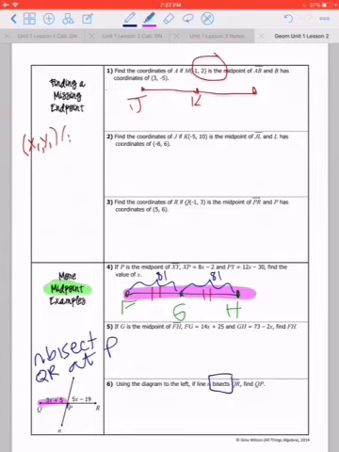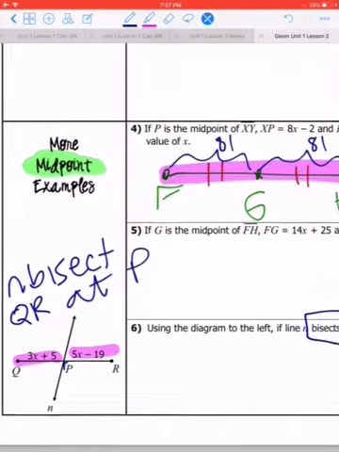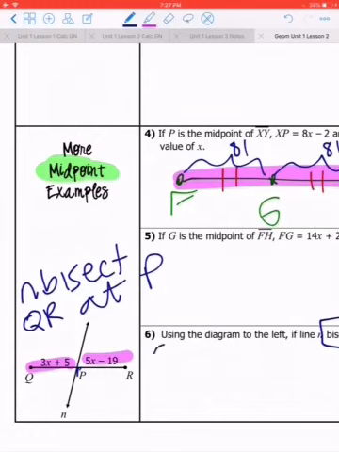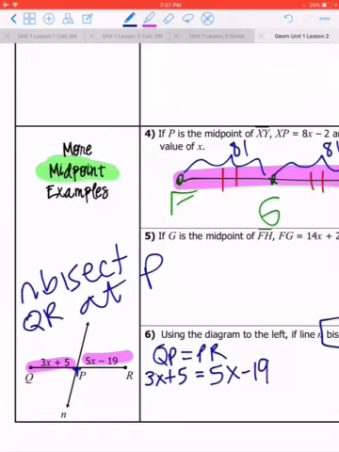So QP is going to equal PR. And it wants you to find QP, so we just want to find that one side. Alright, so QP is going to be equal to PR because it was bisected, or because P is the midpoint, however you want to think of that. So let's plug in those expressions. 3x plus 5 equals 5x minus 19. And let's solve for x.